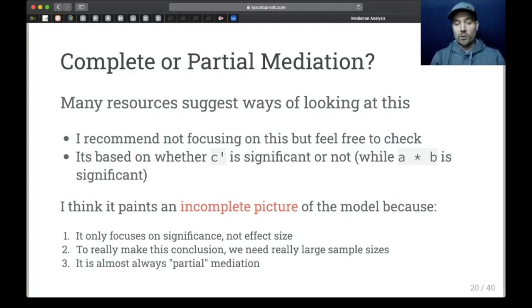So it's just focusing on significance, not effect sizes. And to really make this conclusion, we need really large sample sizes to be able to say that C prime is truly small or non-existent. If we have a small sample size, then we might get a non-significant result, but that's just because we don't have enough power in our model. And in my experience, it's almost always partial mediation. You never really truly have complete mediation. There are some cases you certainly can find that, but generally that's really rare.